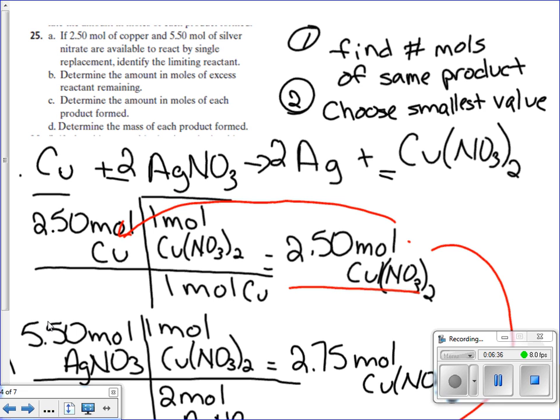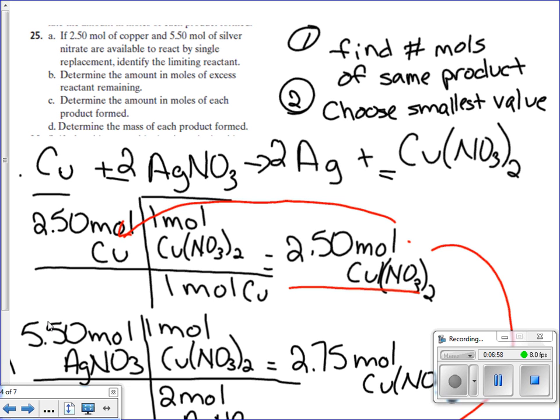Part B tells us determine the amount in moles of excess reactant remaining. All right, so if copper is our limiting reactant, then that means silver nitrate is our excess reactant. That means we're not going to use it all up. We're going to have some left over. So it wants to know how many moles are going to be left over.